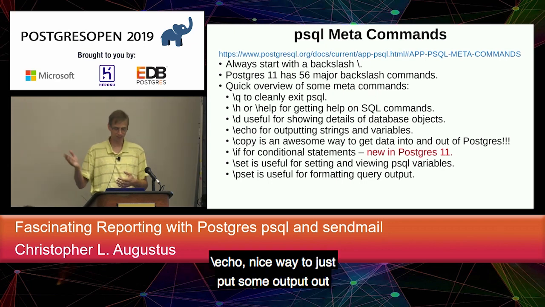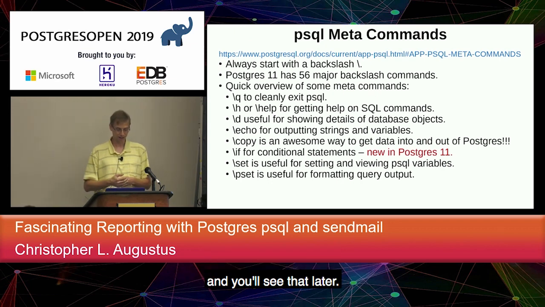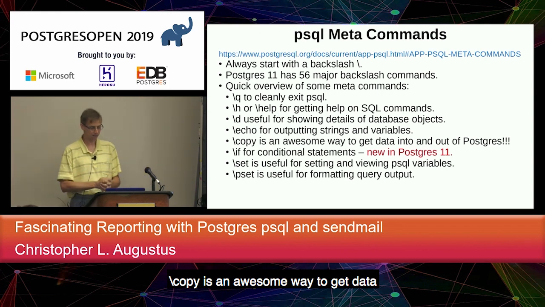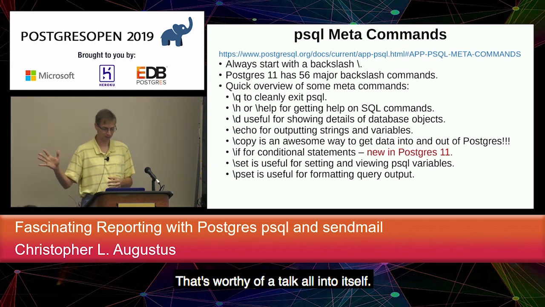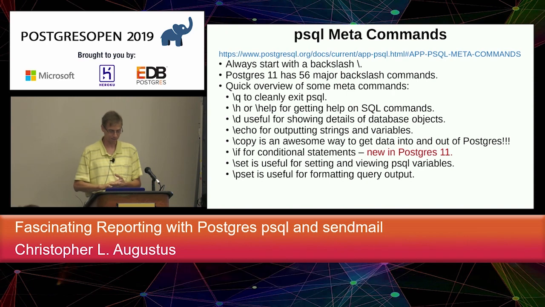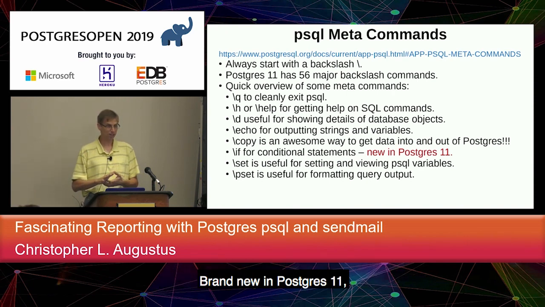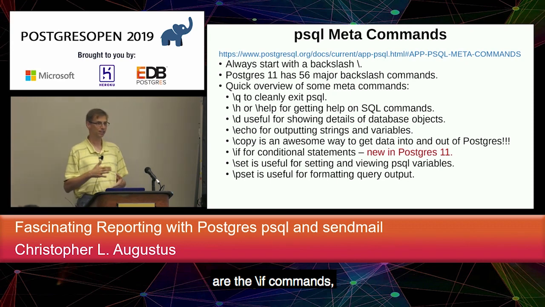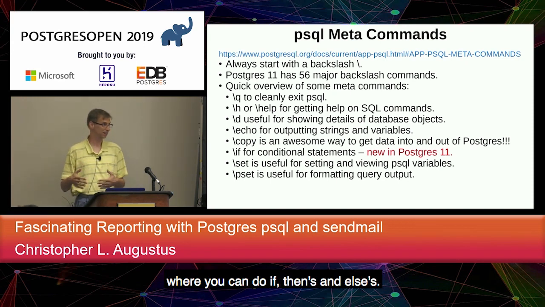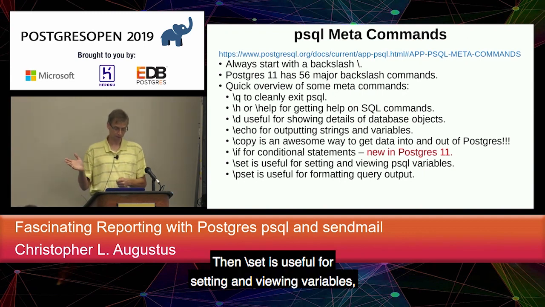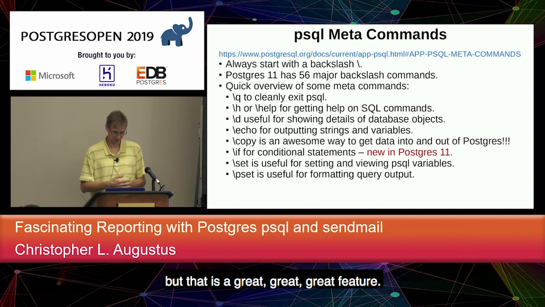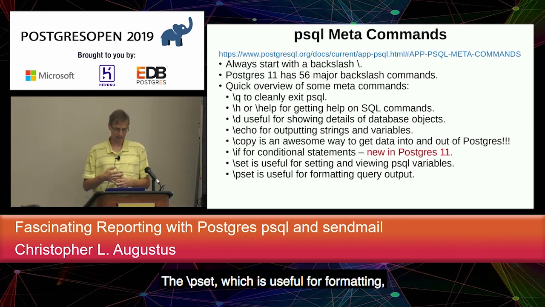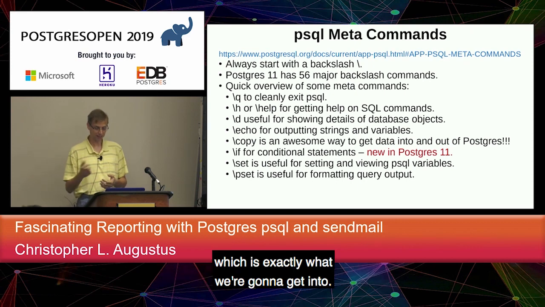Backslash echo, nice way just to put some output out, and you'll see that later. The backslash copy is an awesome way to get data into and out of Postgres. That's worthy of a talk all unto itself, and I'll show some great examples of it later. Brand new in Postgres 11, and I've not had a chance to play with it, are the backslash if commands, where you can do if, thens, and elses. And then backslash set is useful for setting and viewing variables, which we won't get into in this class, but that is a great feature. And the backslash pset, which is useful for formatting, which is exactly what we're gonna get into.